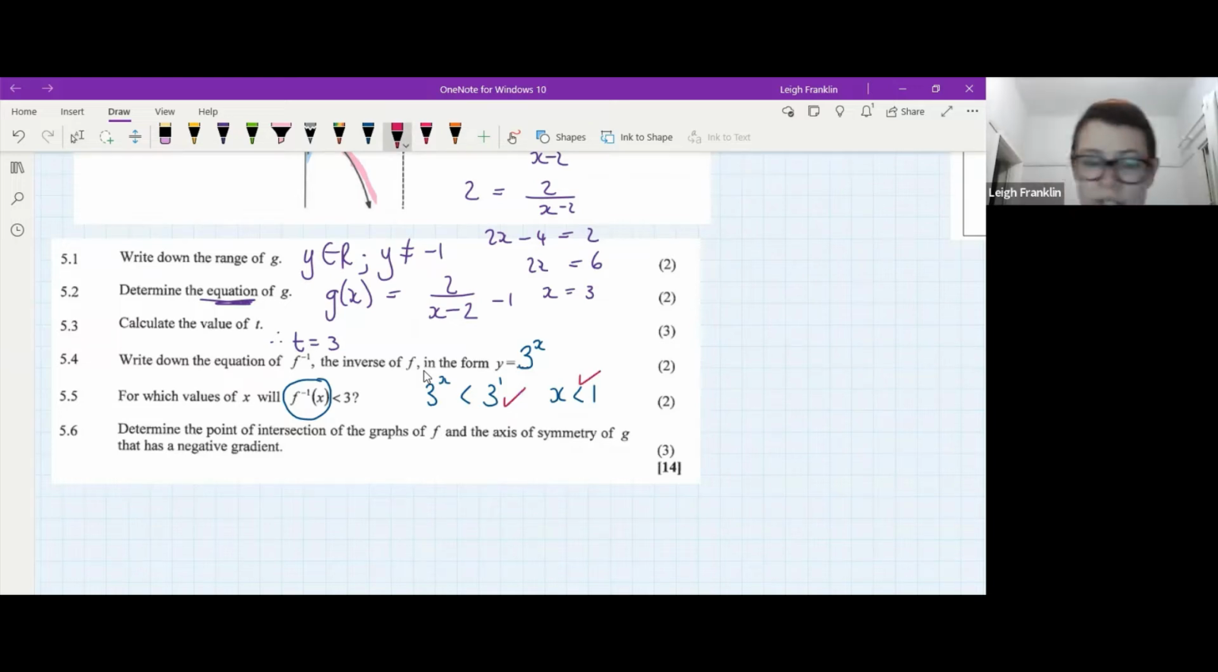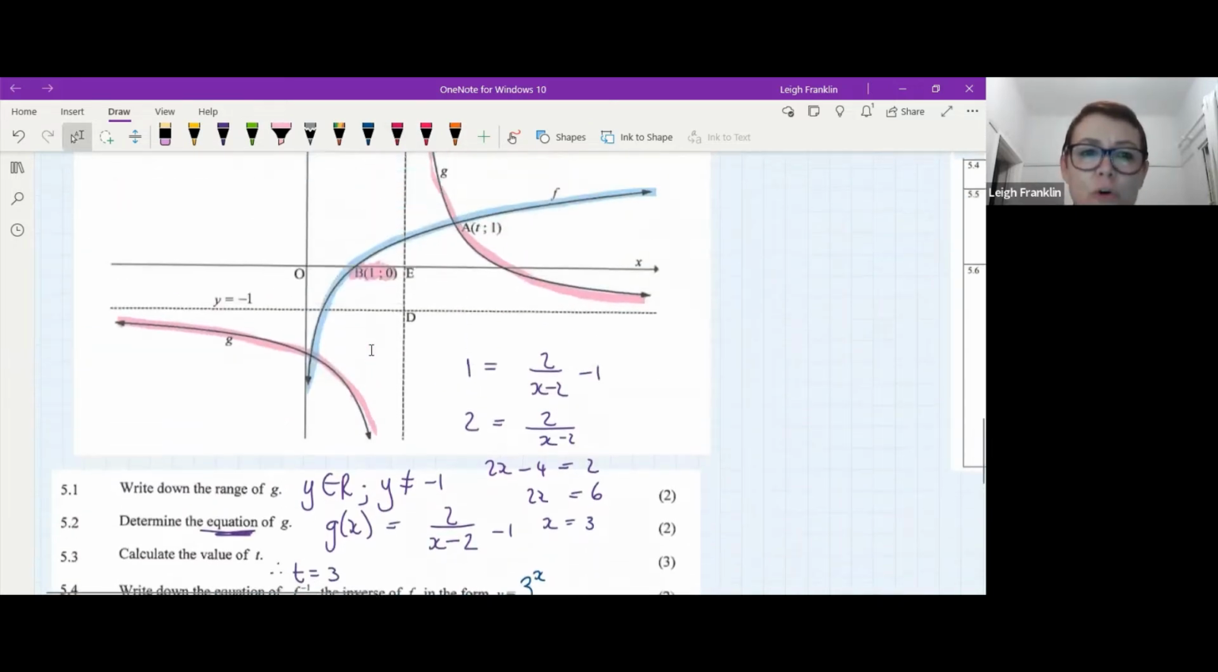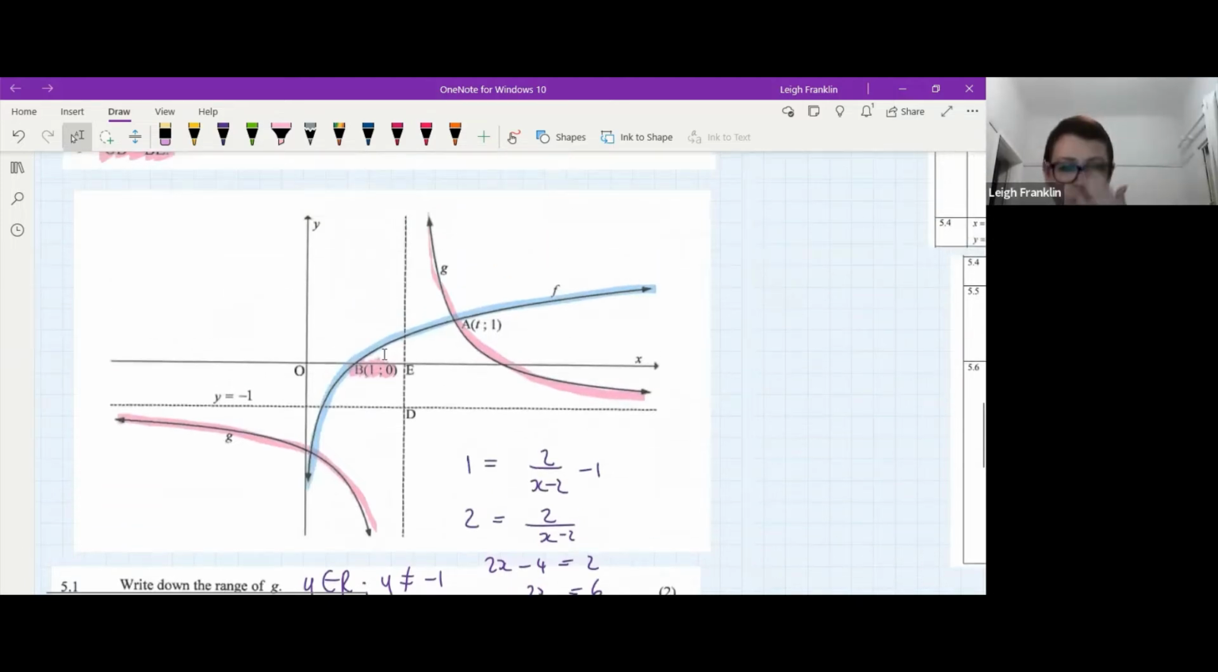All right, last question at 6 o'clock, guys. Determine the point of intersection of the graphs of f and the axis of symmetry of g that has a negative gradient. Now, again, this is where your studying is so important, right? So the graph of g that has an axis of symmetry with a negative gradient, this is what I always teach my grade 11s, it would be the line y equals negative x plus k. k represents its y-intercept. Its gradient is always -1. The axis of symmetry with a positive gradient, its gradient is always +1. The gradient doesn't change. But this line goes through your new origin.